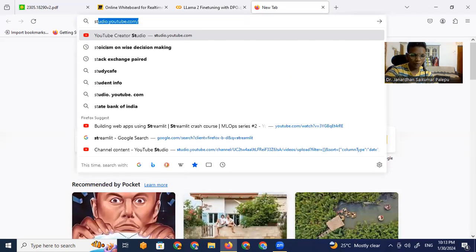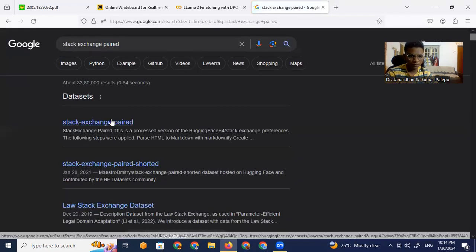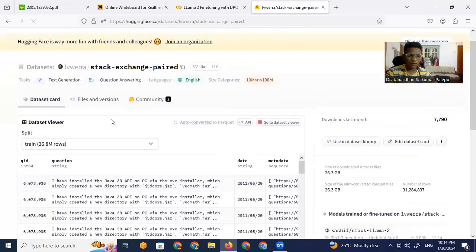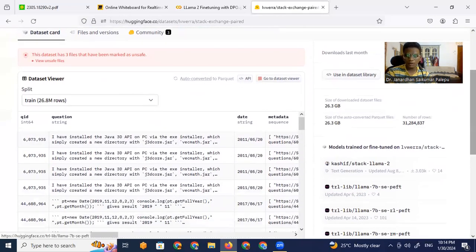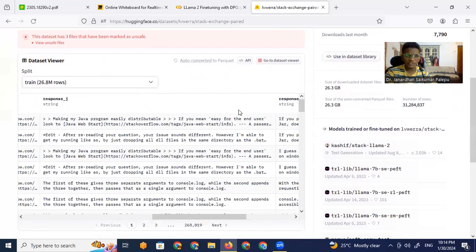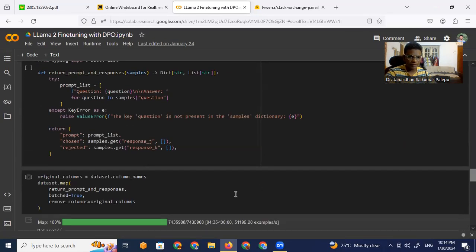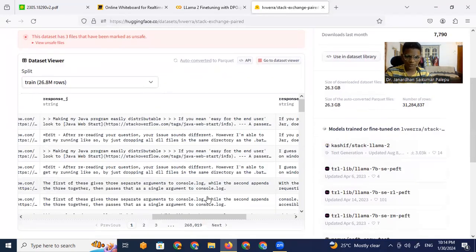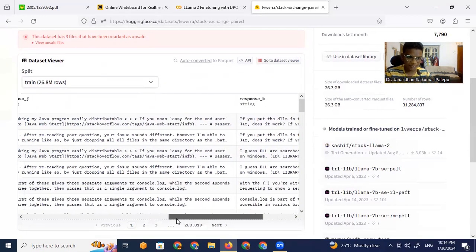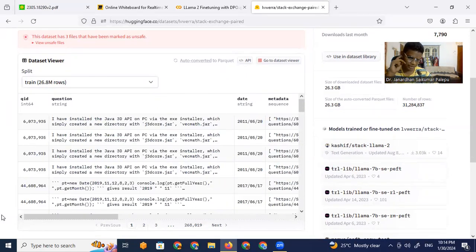I'll show it to you very quickly. The Stack Exchange paired dataset, in which they have a question, right? The dataset is actually quite simple, quite nice. They have a question and two responses, response J and response K. I think response J is preferred. I actually wrote the code above here. Let's see data. Yeah, so the chosen is response J. So response J is the preferred response and response K is the rejected response, right? So we have this dataset. It's actually quite big. It might take some time to load.